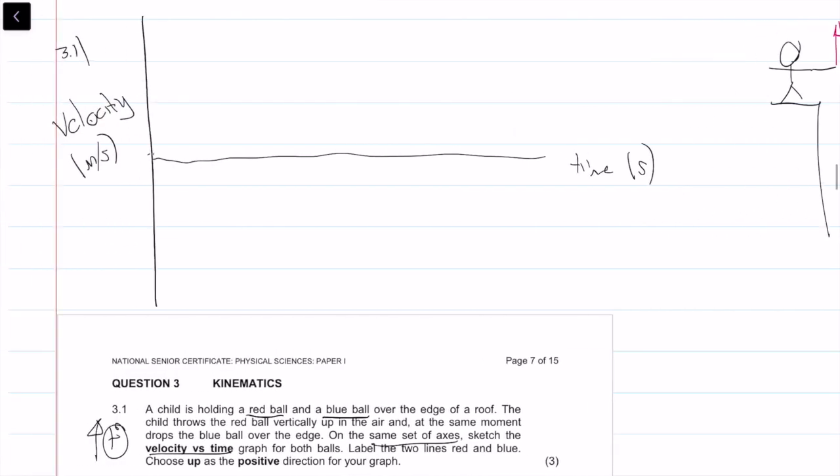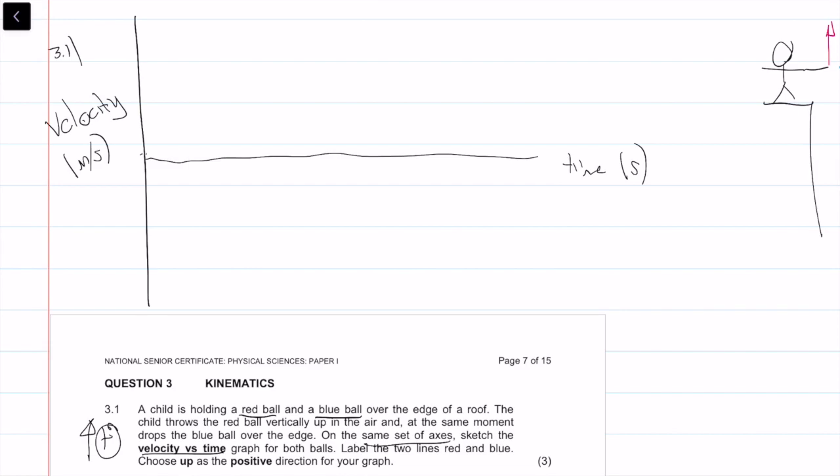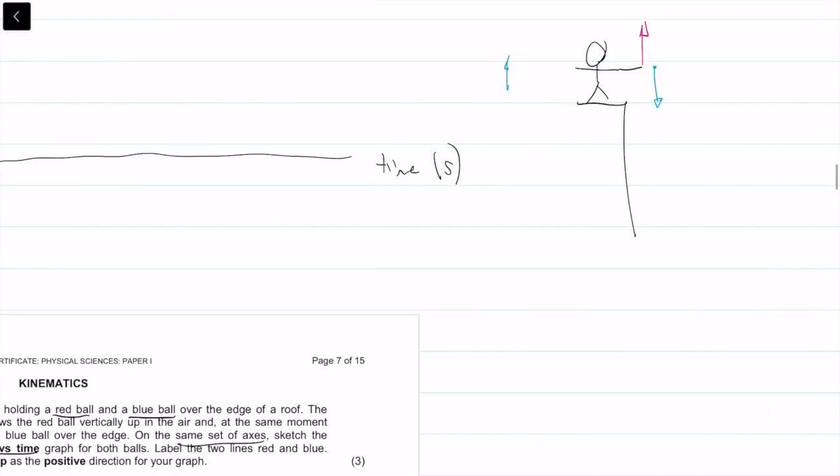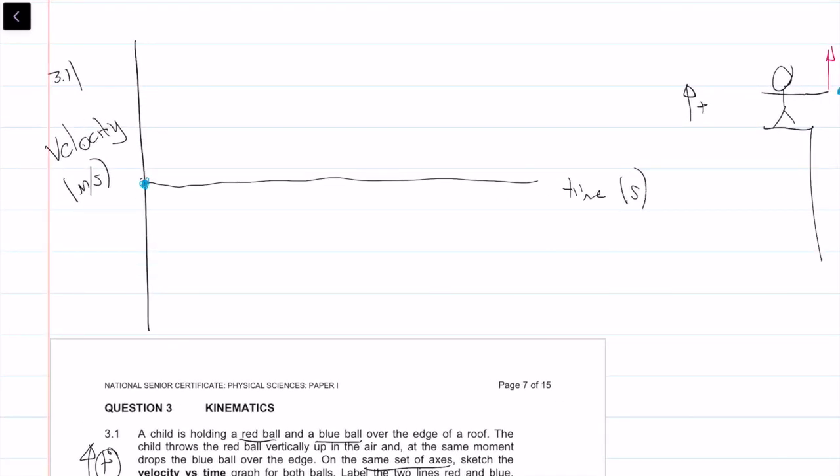The first thing we need to know is where do we even start these graphs? We know that we've chosen upwards as being positive, so that was given in the question. We know he throws the red ball vertically upwards, so we know V initial for the red is positive. But for the blue, remember he's dropping it. If he's dropping something, that means the V initial for the blue is equal to 0. So the initial velocity for the blue is going to start right there at the origin, and the initial velocity for the red is going to start somewhere above the origin in the positive domain. It doesn't matter where, as long as it is above the axes.